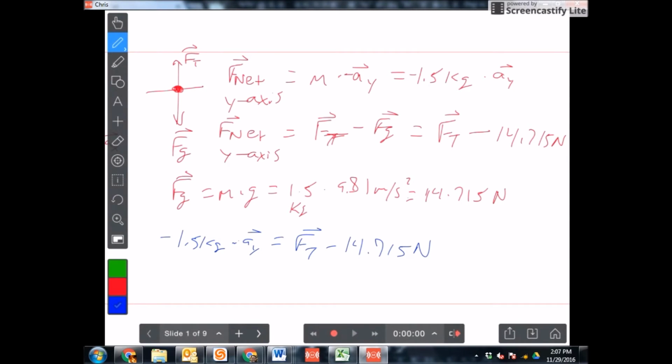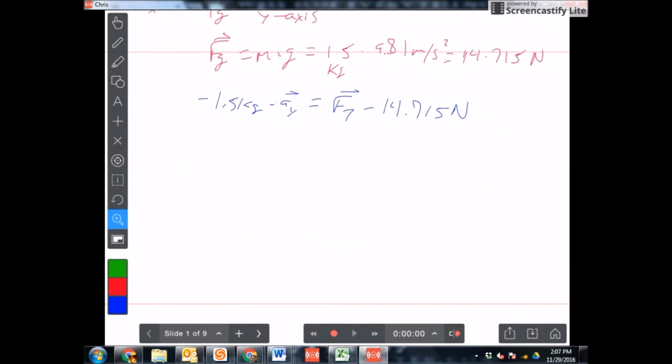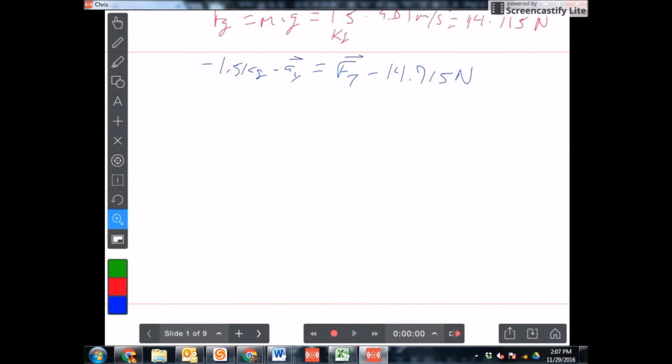So let's group our formulas together. Somebody tell me our equation from the first one, please. 2a equals ft minus 5.886. Right. You meant to say newtons, I'm sure.